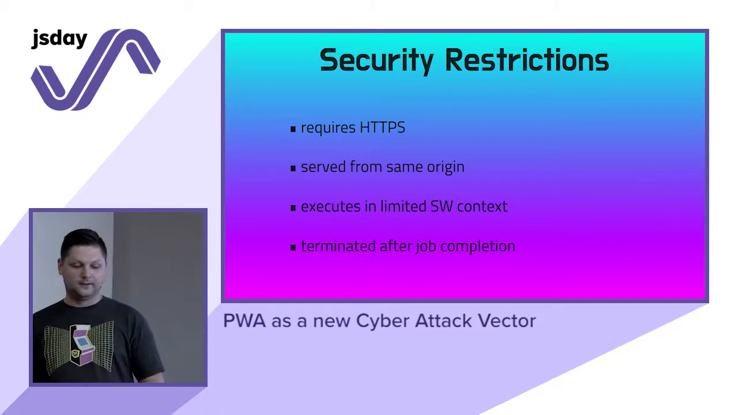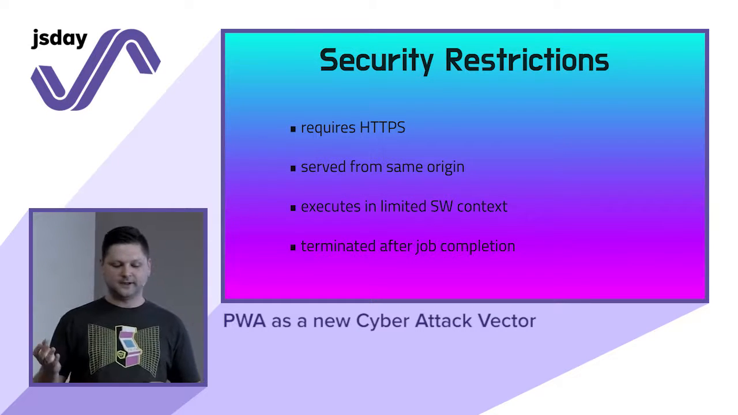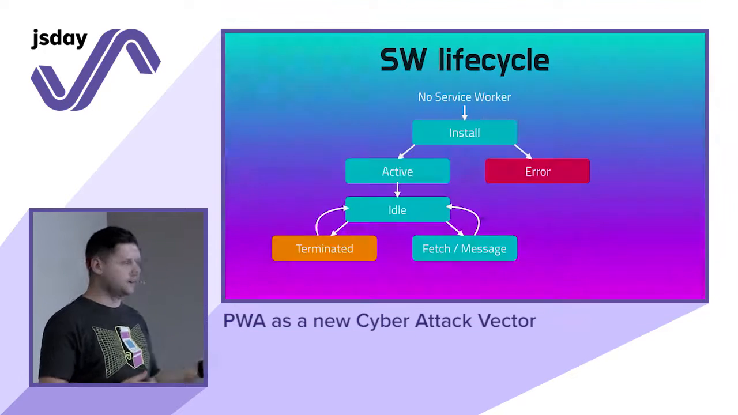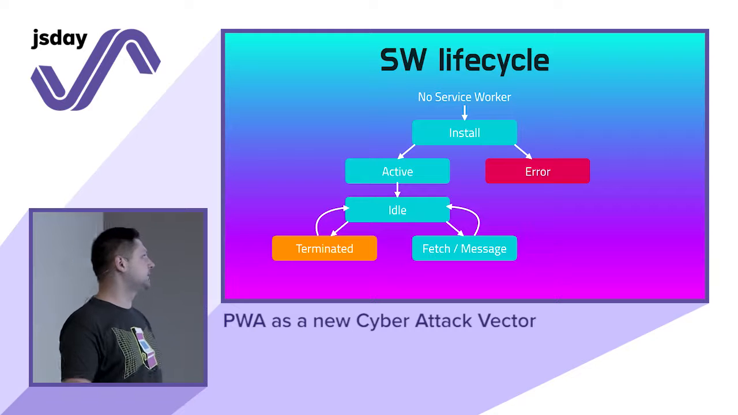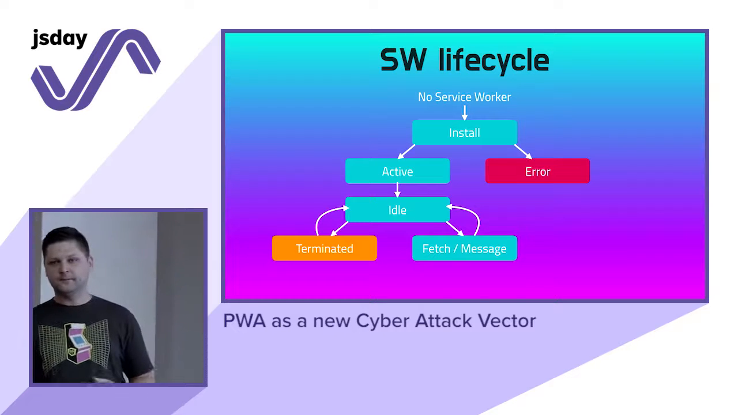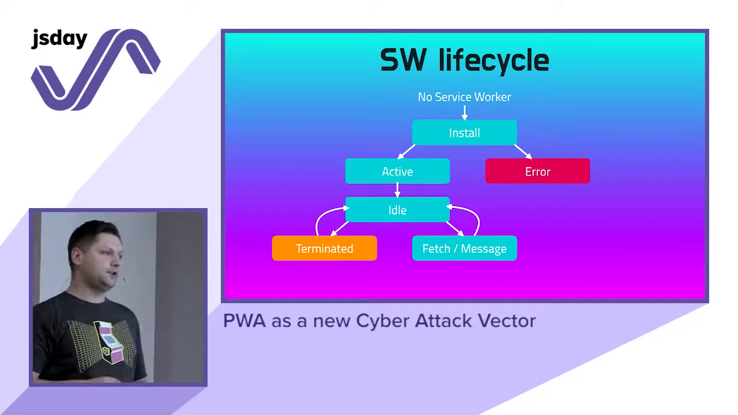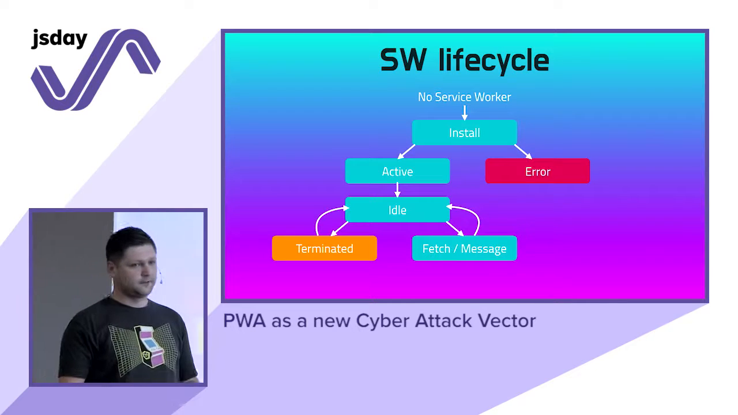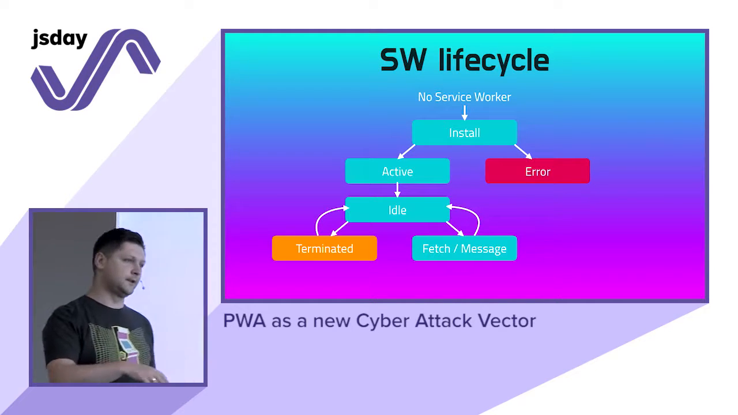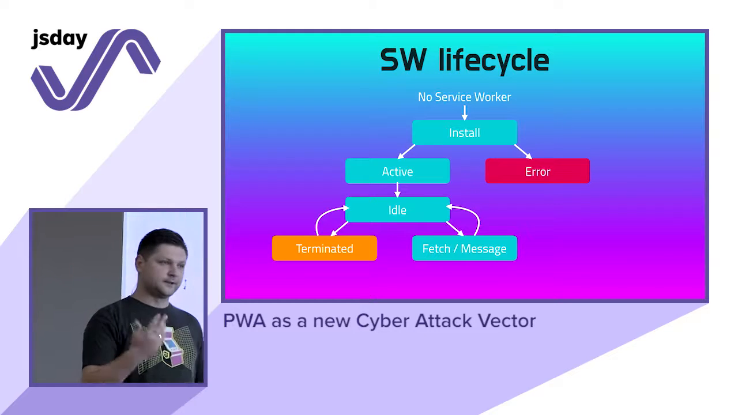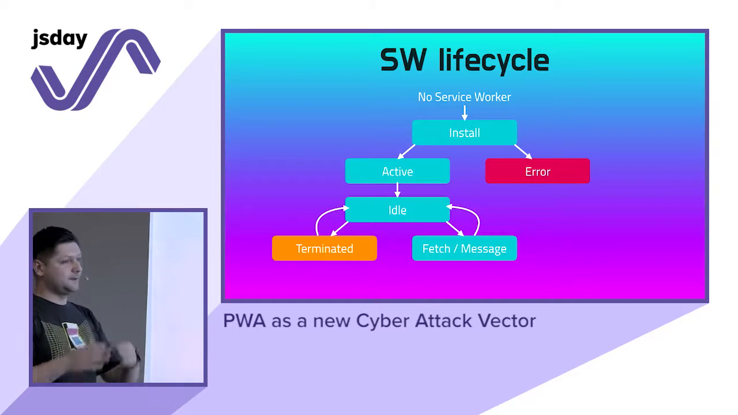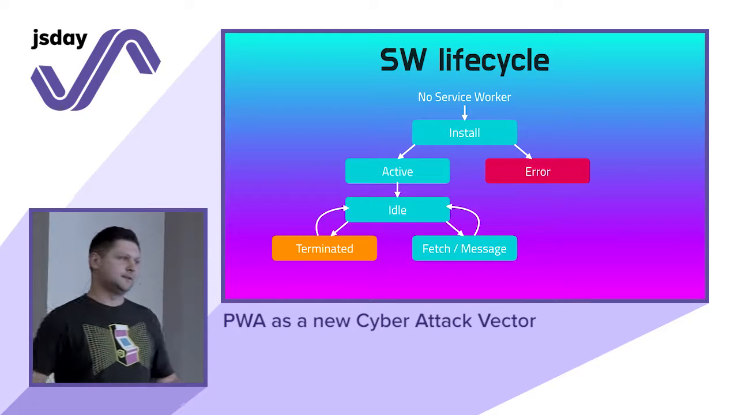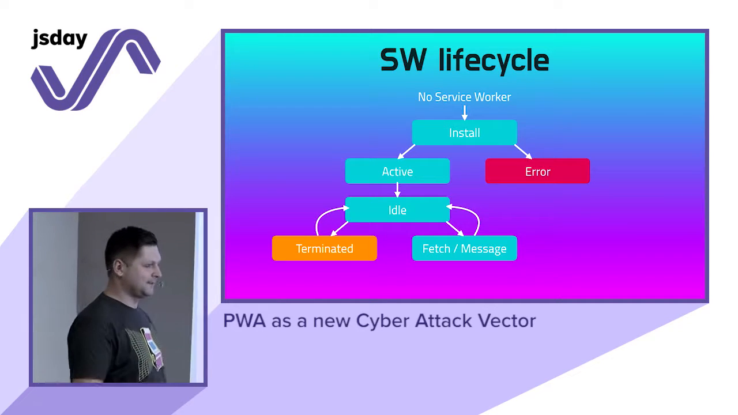So as I said, it executes in a separate context and it terminates after its job is done. So let's look at what this life cycle of a Service Worker looks like. The first time a user comes to our web application, there is no Service Worker, everything is clear, and in our script we try to determine if Service Worker is available and register our Service Worker, installing it. If something goes wrong, we just get an error, and at this point our story ends.